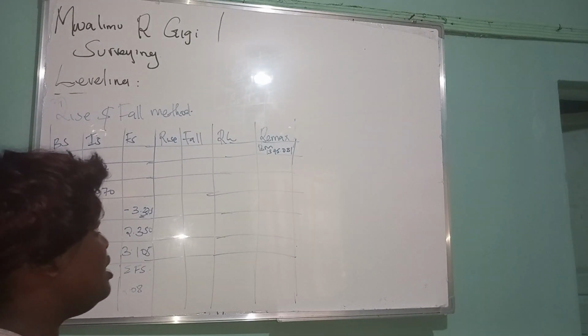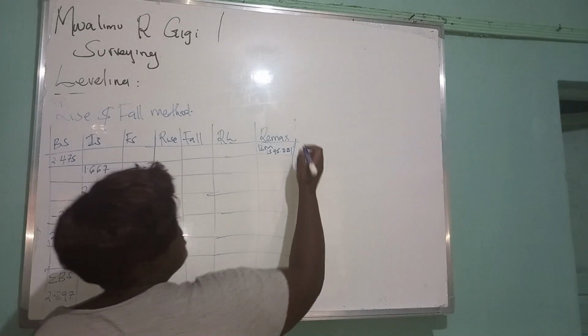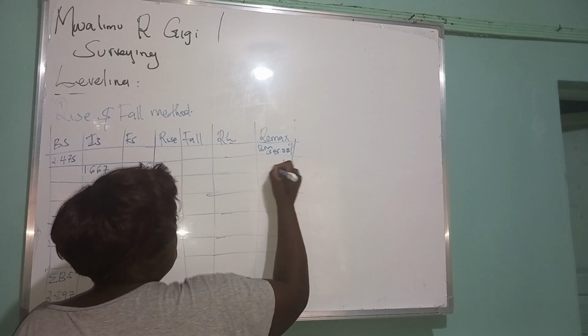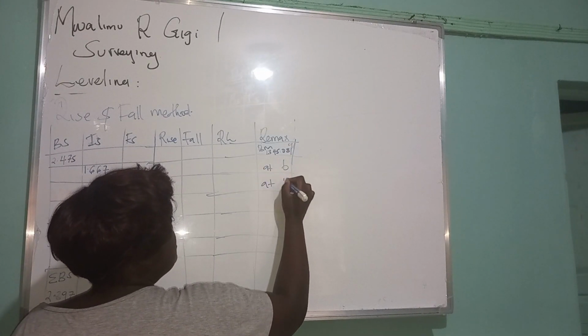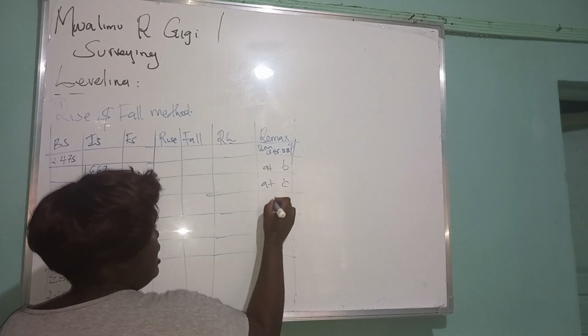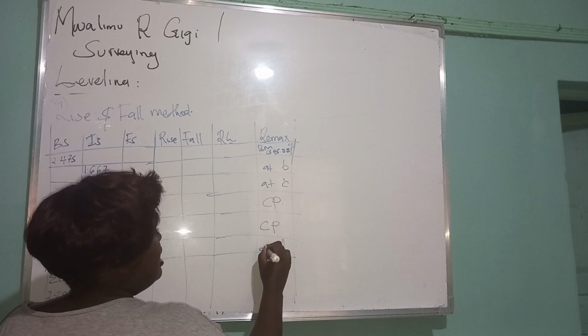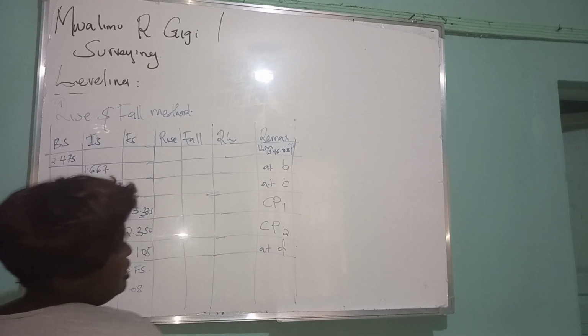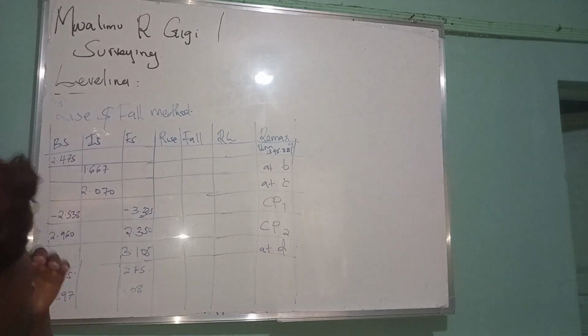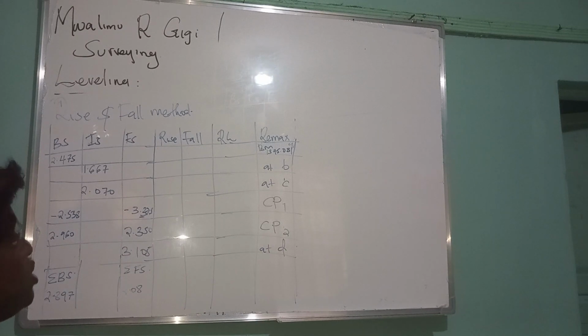So we need the remarks. So this is at point A, at point B, at point C. Then here we have the change point and a change point, and at point D. So we have change point 1 and change point 2.